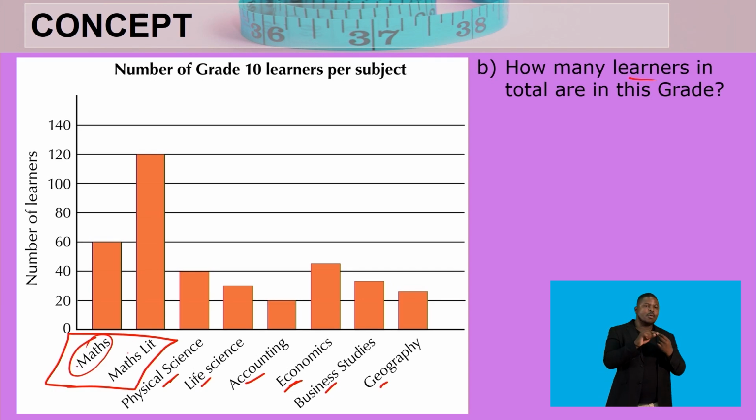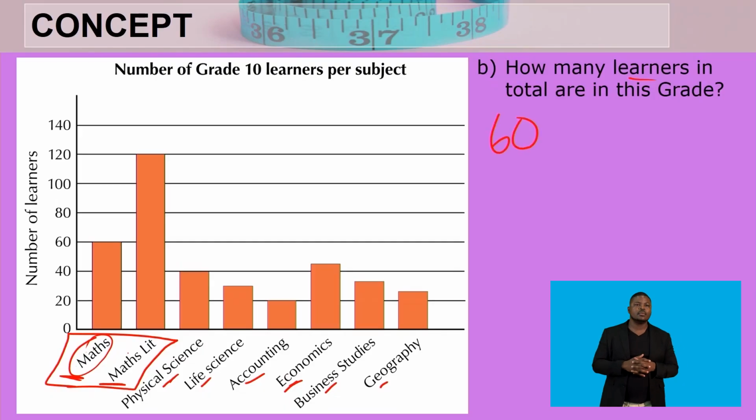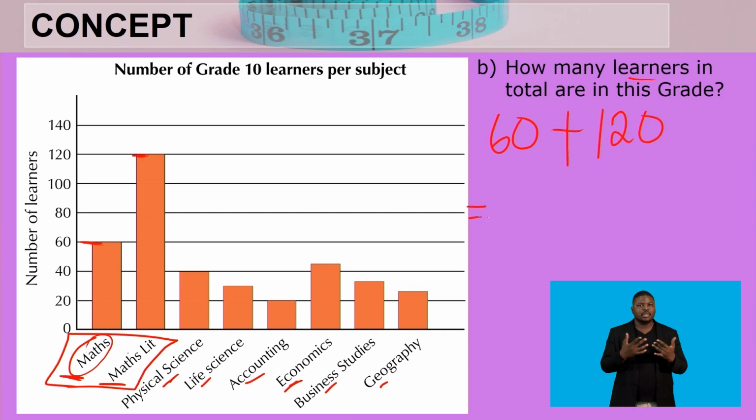So how are we going to find the total number of learners in this grade? We're going to add the learners who are doing maths and the learners who are doing maths lit. With the other subjects, we cannot, because learners can choose a different variety of subjects. For maths, there's 60 learners, and for maths lit, we have 120. So what is the total number of learners in this grade? 60 plus 120 gives us 180. So we've got 180 learners in this grade 10.